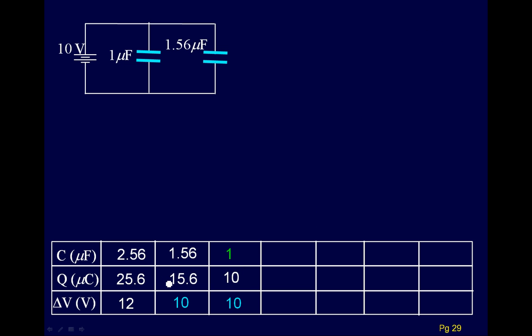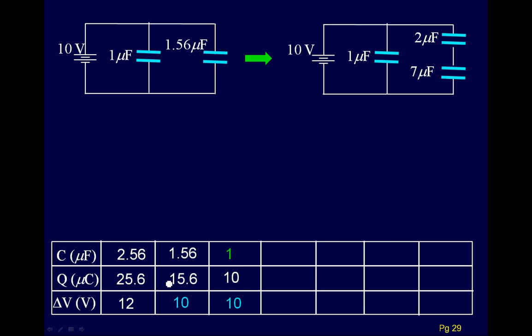So we got that, and now we got this one, and we want to unfold the 1.56 into its constituent pieces, which are the 2 and the 7. In this case, these are in series, so I put those two pieces in my chart. Since they're in series, what stays the same is the charge. The 15.6 was the charge on the 1.56 microfarad, so I just transferred it over to here. Now we take our same equation, but I'm looking to find the voltage and not the charge.